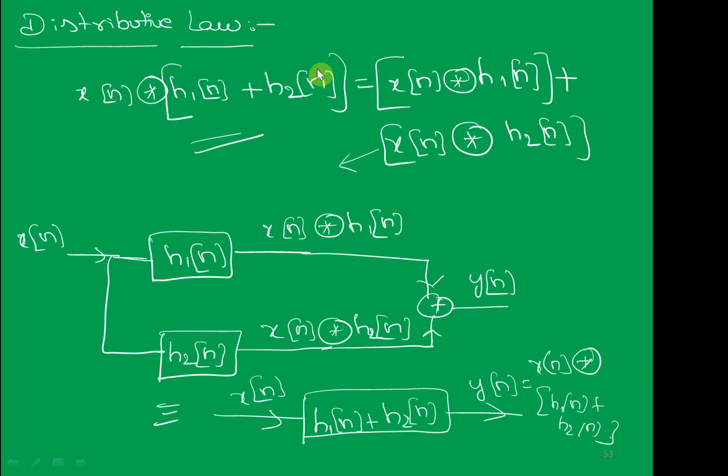Distributive law. Distributive law means x of n convolved with h1 of n plus h2 of n is equal to x of n convolved with h1 of n plus x of n convolved with h2 of n.